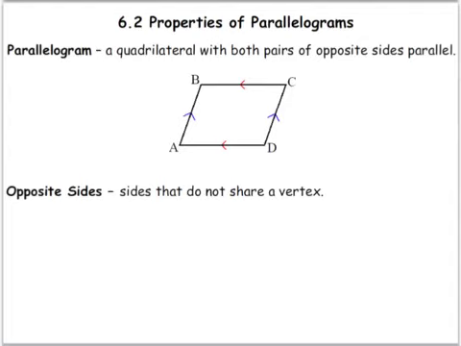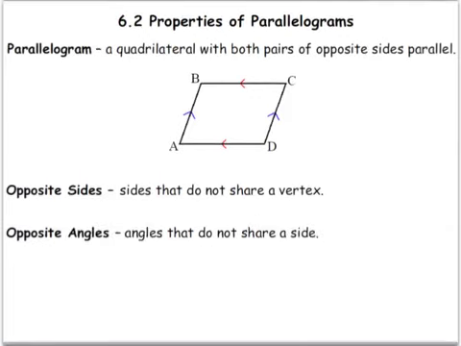The first one is opposite sides. These are sides that do not share a vertex. Therefore, they would be opposite of each other. Opposite angles are angles that do not share a side. So, for example, angle B and angle D would be opposite of each other because they do not share any sides.